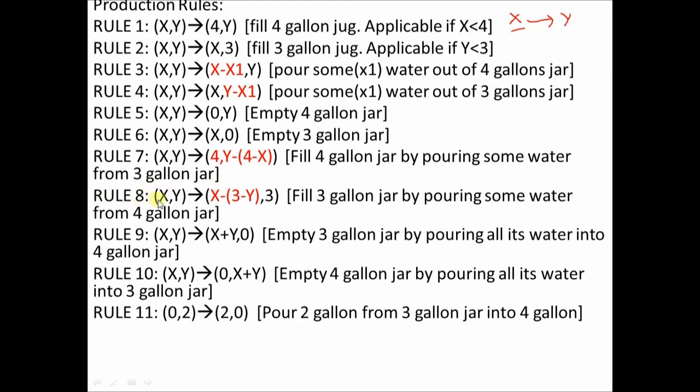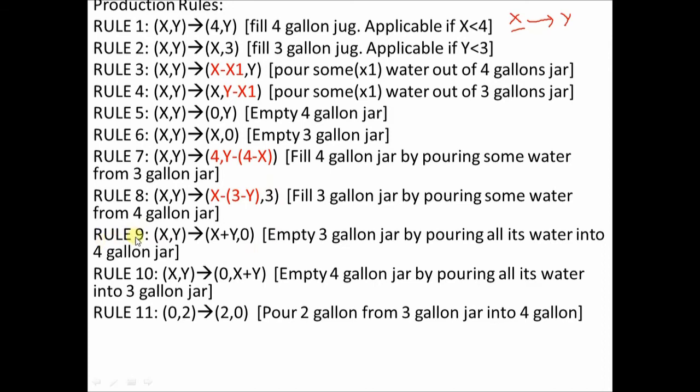Similarly, rule 8 is exactly the opposite: filling the 3-gallon jar by pouring some water from the 4-gallon jar. And what is that some water? Let's say y is that water. So it will be 3 minus y. Once the 3-gallon jar is filled, it will be filled to its fullest capacity. Now how much water is transferred from 4 gallons to 3 gallons? It will be x minus (3 minus y). And 3 minus y is the actual amount of water transferred to the 3-gallon jar to make it full.